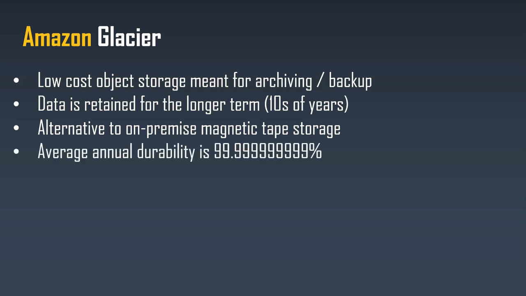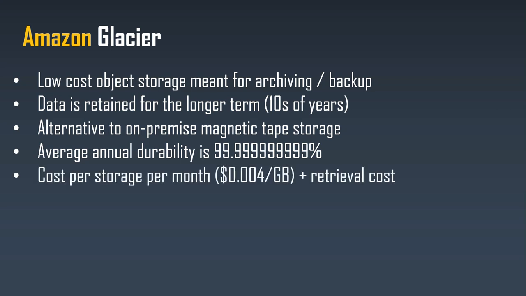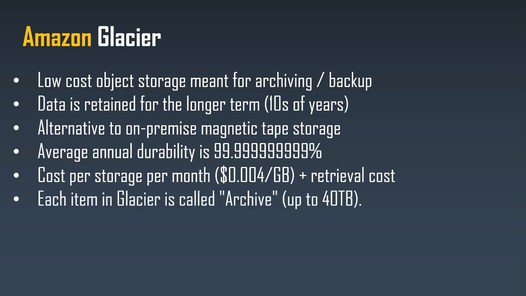So we still have the 11 nines of durability, so we don't lose objects, and the cost per storage is really low: $0.004 per gigabyte plus a retrieval cost. We'll see that cost in a second. Each item in Glacier is not called an object, it's called an archive. Each archive can be a file up to 40 terabytes. And archives are stored not in buckets, they are stored in vaults.